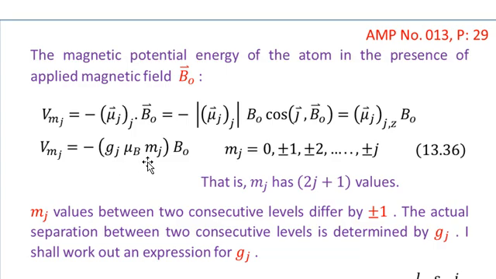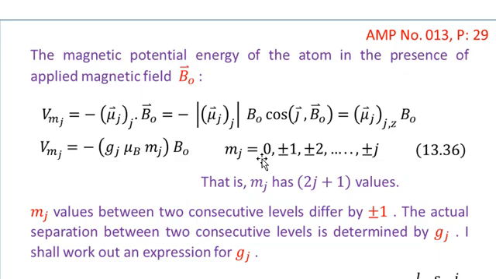This mu_J with the Z component has the simple form Gj mu_B Mj, and this is what we have spoken about earlier in one of the previous lectures. So the magnetic potential energy is equal to minus Gj mu_B Mj multiplied by the magnetic field B0. Here we have used the substitution for the Z component of mu_J, where Mj values are 0, plus minus 1, plus minus 2, and so on up to plus minus J, provided J is an integer. But if J is not an integer, then we have the half values.